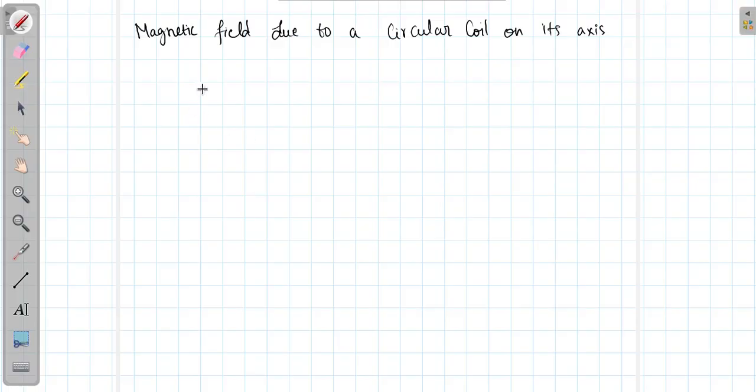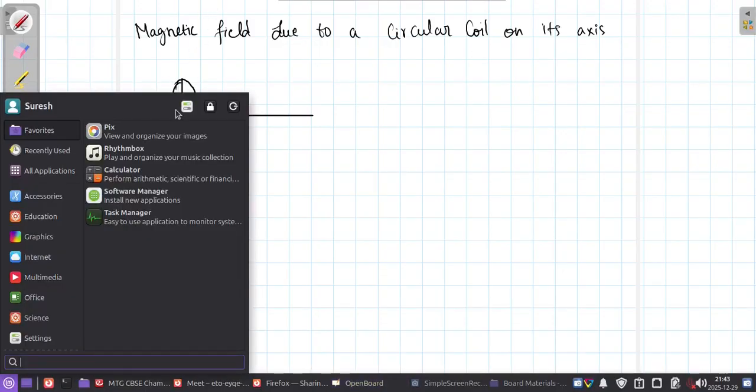Now consider you have a circular coil. The current is flowing in this direction, and we are going to find the magnetic field along the axis of the coil. This one is the center of the circular coil, and the radius of the coil is, we'll go for the textbook image.